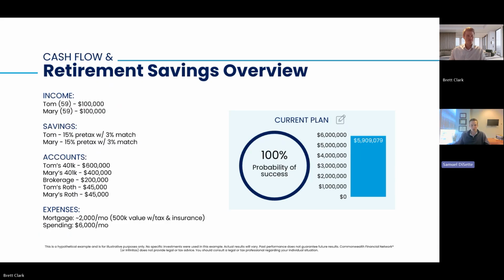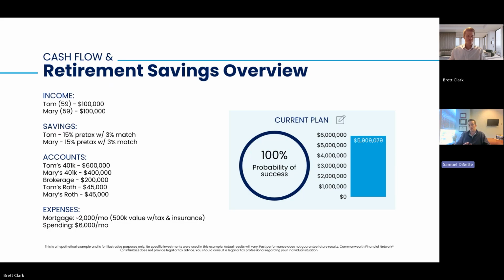All right, so let's get into a little example. We have Tom and Mary here. Tom and Mary are both age 59, and they're making $100,000. They've been healthy savers. They continue to save as long as they're working. They're saving 15% pre-tax, and they are also getting a 3% match from their employer. They've built up 401k balances, they have their taxable brokerage account, and they have also started to build some Roth buckets over their working career. Their mortgage is $2,000, but in retirement they'll be spending about $6,000 a month.